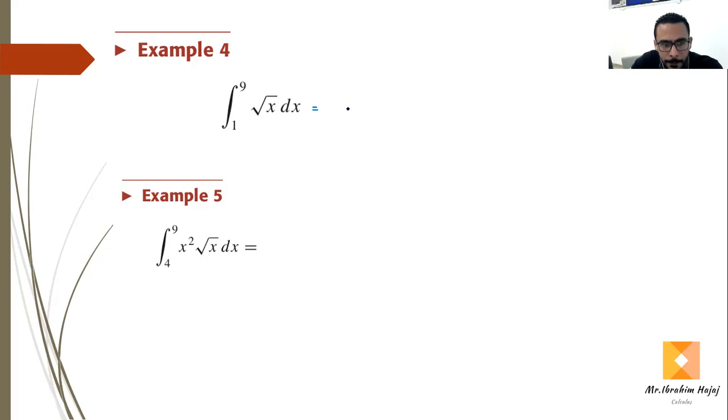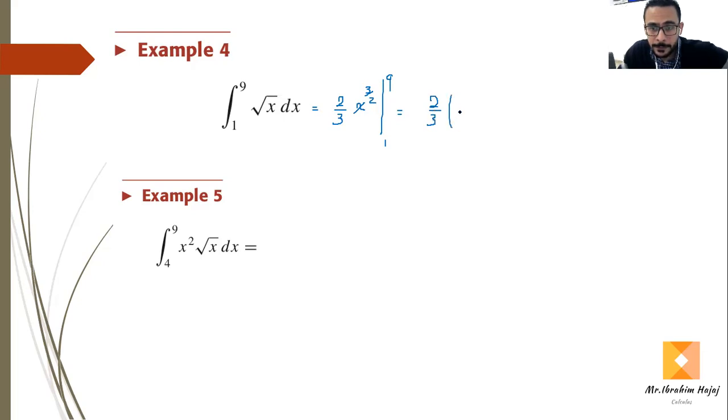Okay. The integration of x to the power of 1 over 2 is 2 over 3 times x to the power of 3 over 2, and then evaluate it from 1 to 9. Replace the 9: we have 2 over 3 times 9 to the power of 3 over 2, minus 2 over 3 times 1 to the power of 3 over 2, and then calculate it.